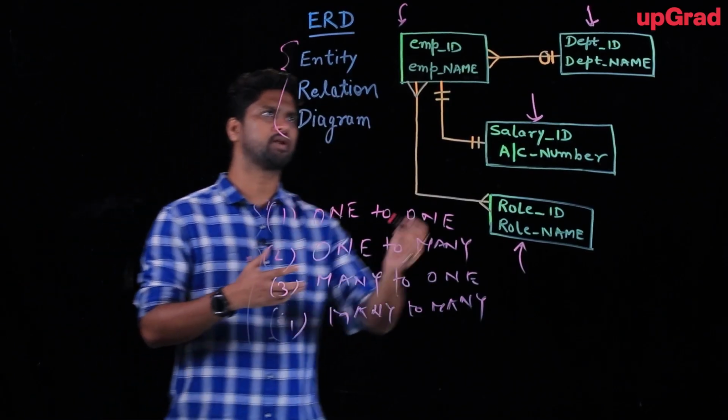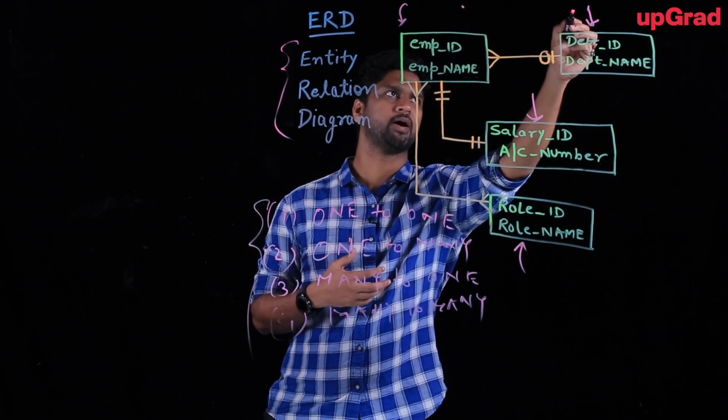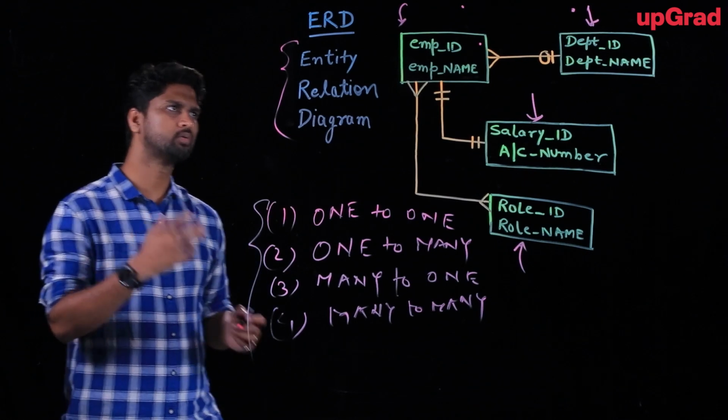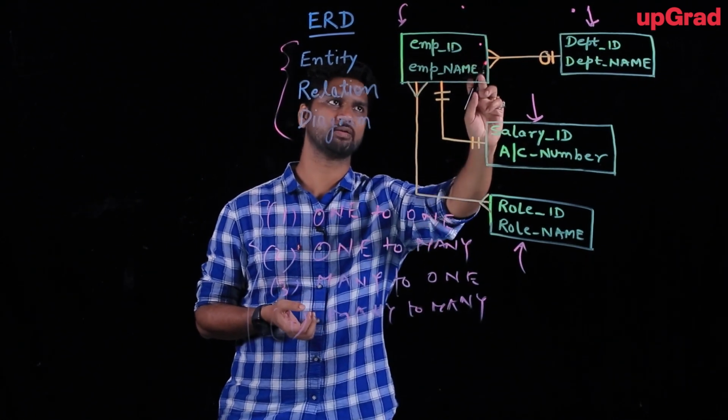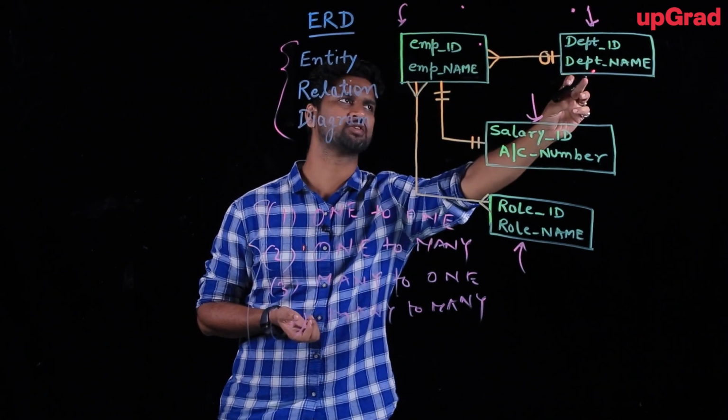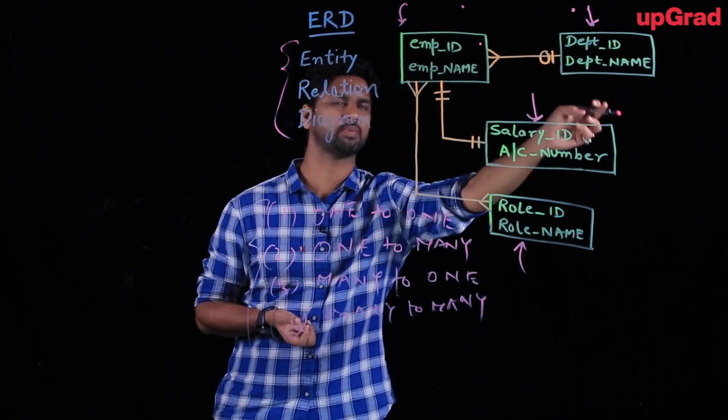So let's first talk about the relationship between the employee and a department, right? So we have two tables right now. One is related to the employee, which has two fields, employee ID and employee name, and another table talks about department, which is department ID and department name.